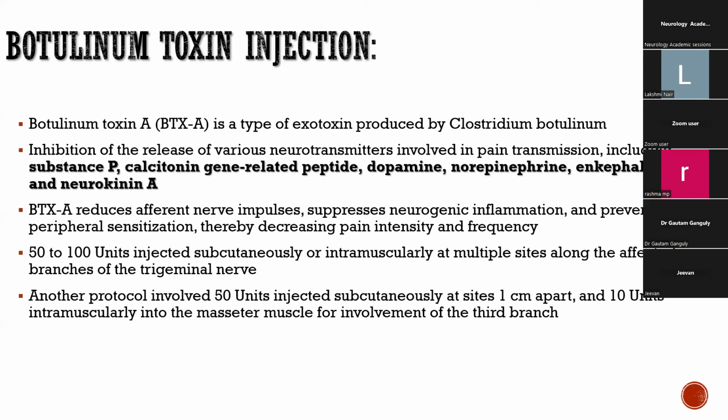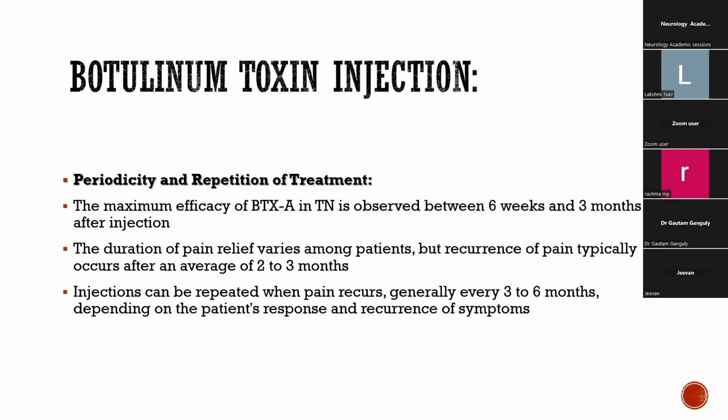So the usual dose is 50 to 100 units injected subcutaneously or intramuscularly at multiple sites along the affected branches of the trigeminal nerve. Another protocol involves 50 units injected subcutaneously at sites 1 centimeter apart and 10 units intramuscularly into the masseter for involvement of the third branch. So the periodicity as well as repetition.